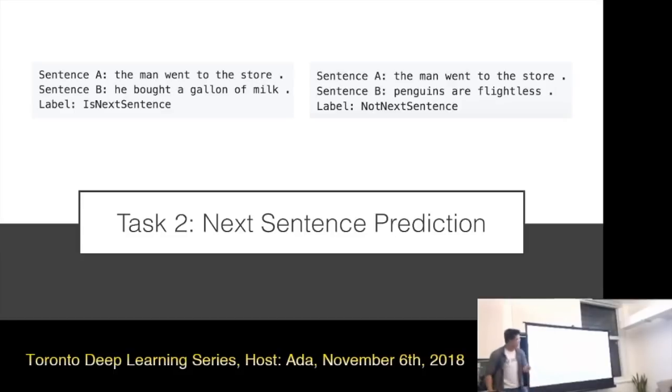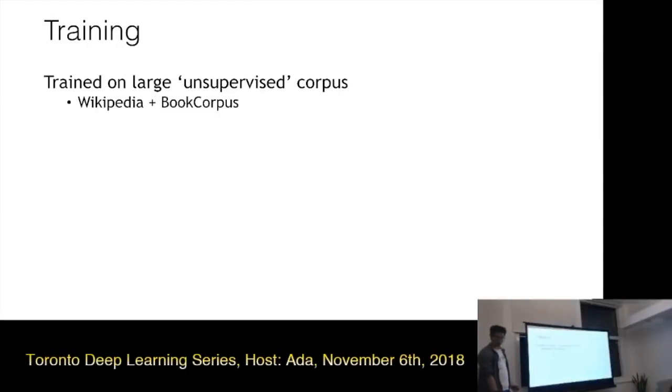Okay, what is this trained on? As I mentioned before, it's trained on a large unsupervised corpus. A corpus is a large assembly of text. Wikipedia plus BookCorpus total about 4 billion words altogether. The targets for the supervised tasks are constructed from this plain text corpus. And how did it train?